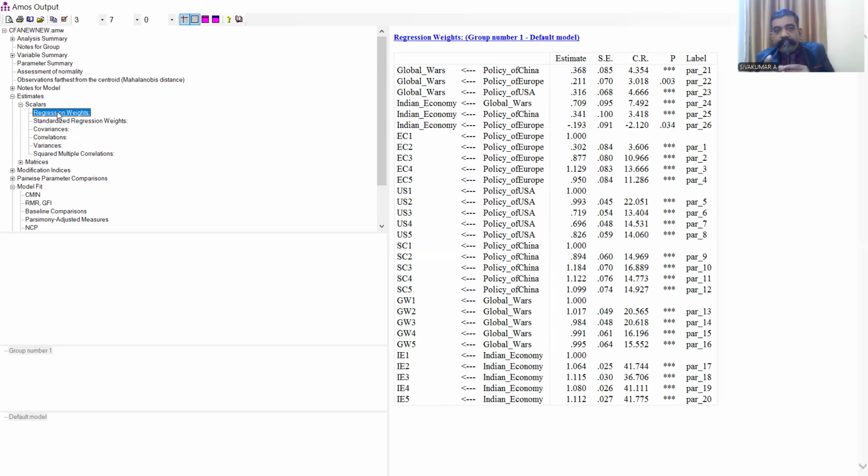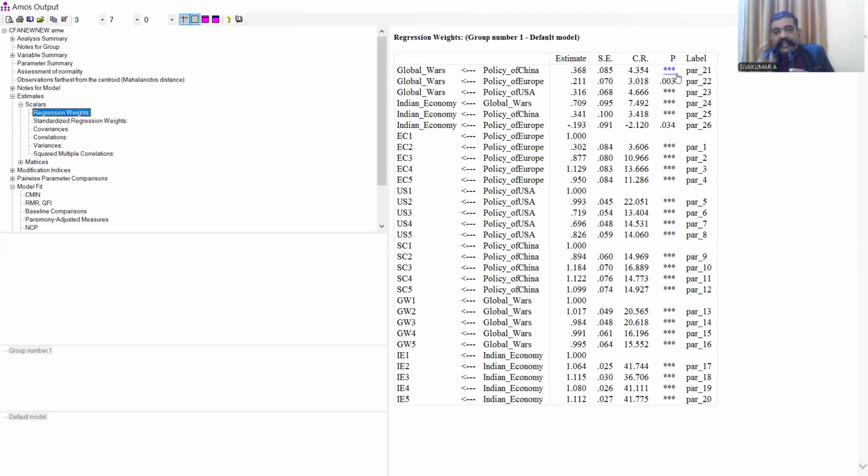First, you can see the policy of China and global wars. There is a null hypothesis related to the policy of China and global wars. You can see the estimate, SC, and CR, which is known as the T value, small letter t. Then P. You can see 1 star, 2 stars, 3 stars. That means the value is less than 0.05. If it shows 3 stars, the value is less than 0.05.